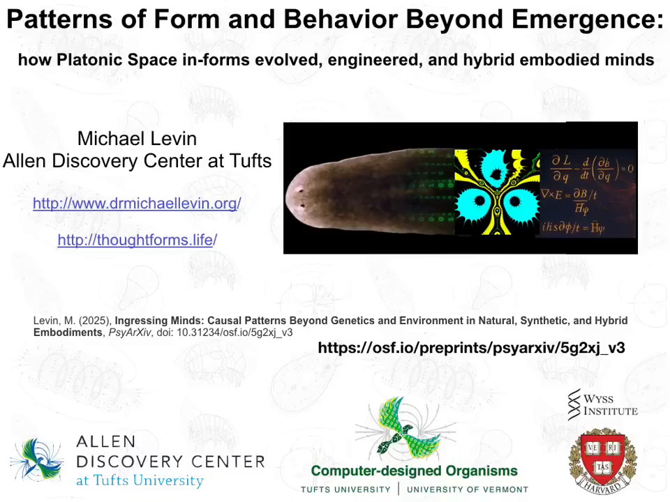This talk is called Patterns of Form and Behavior Beyond Emergence. This is my attempt to think about how patterns from the Platonic space inform evolved, engineered, and hybrid embodied minds. The paper describing all of this in more detail is here. It's actually a preprint that's going to be a chapter of a book, and you can download it here.